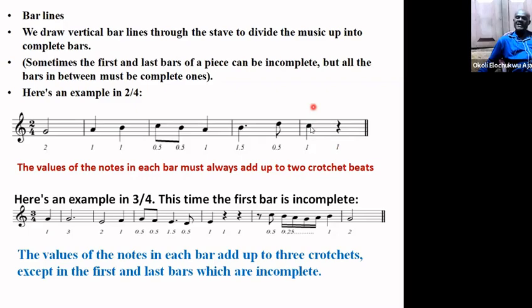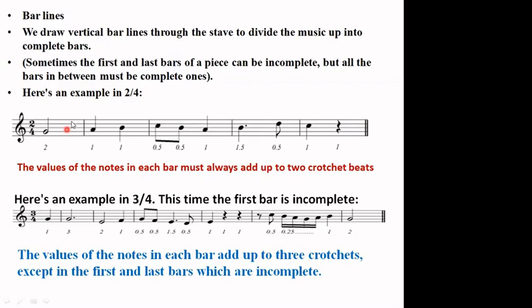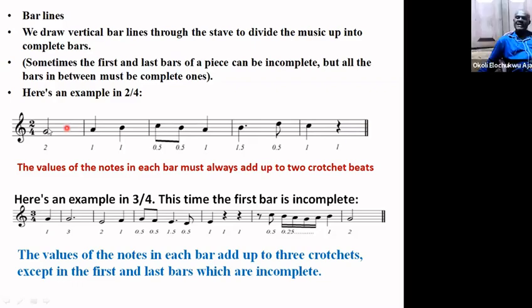When you hear beats, we are not saying 2 crochet notes. 2 crochet notes is different from 2 crochet beats. You are talking about the value, the value of 2 crochets in a bar. 2/4, 2 beats in a bar. So the values of the notes in each bar must always add up to 2 crochet beats as per the time signature.